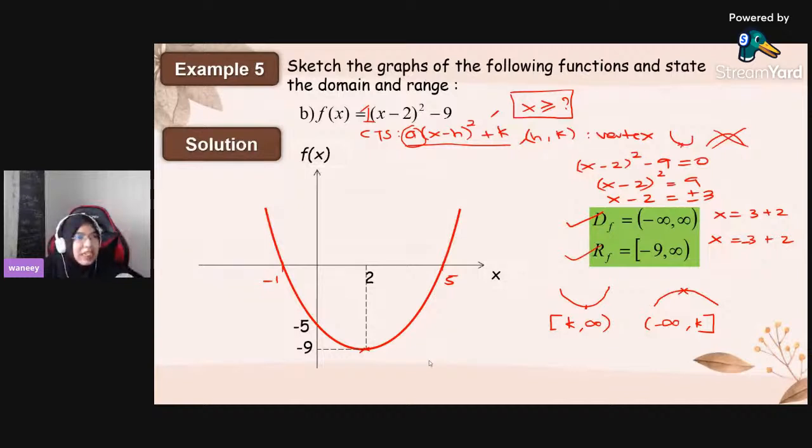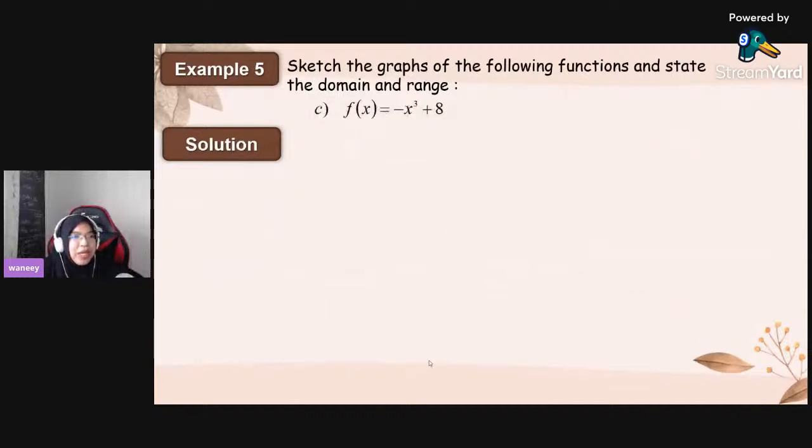Okay, so now the next one, C. We have f(x) equals negative x cubed plus 8. So this is a cubic function because we have x cubed, but we do have the negative sign. So that means we should start from the left-hand side. And then this one, we will compare with a(x minus h) cubed, and then plus k. But this time, the h and k is the inflection point. Inflection point means that we are going to change the concavity of the graph or the function.